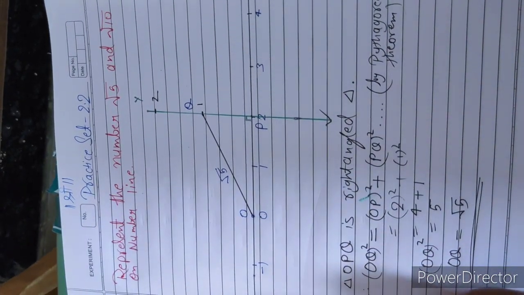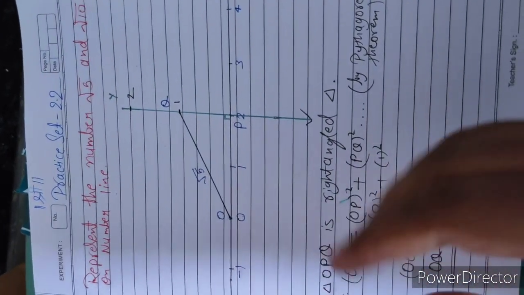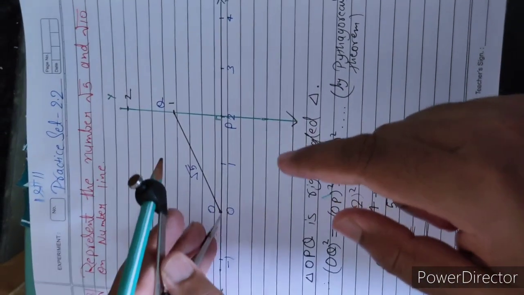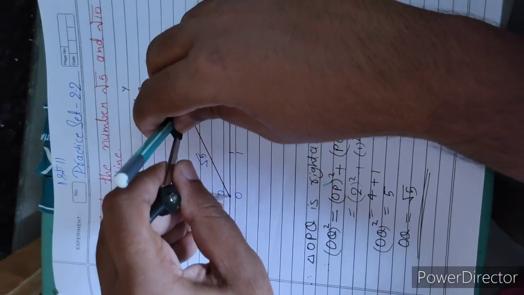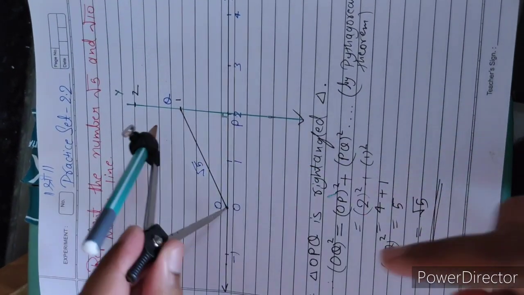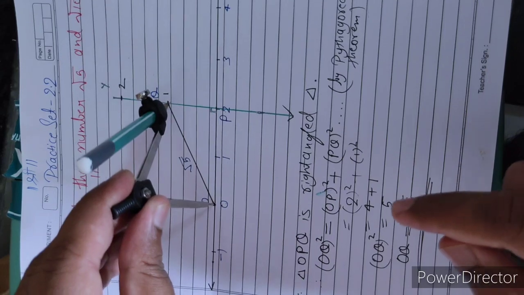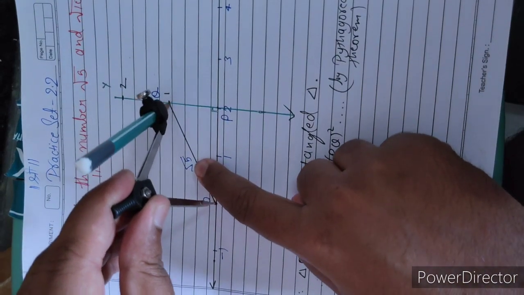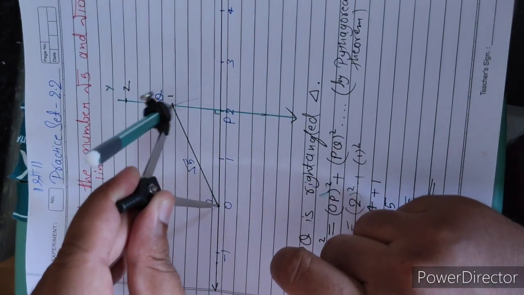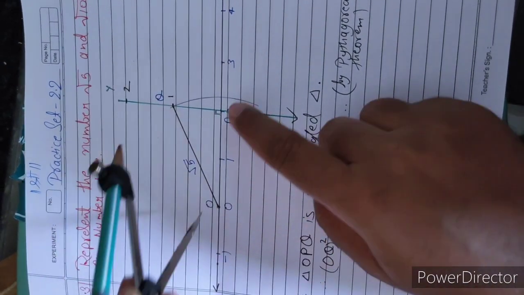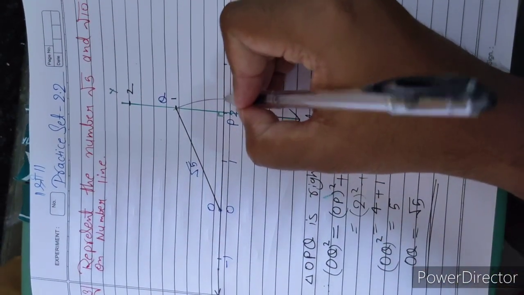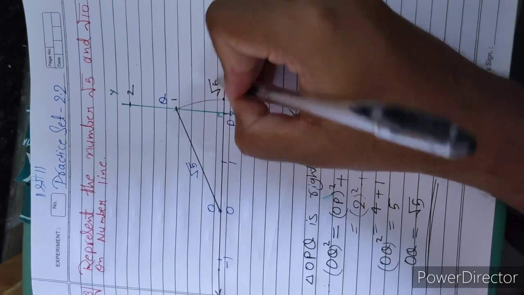Okay, so for showing this root 5 on the number line, we will make an arc. Here we will make an arc, and we will consider that the arc which we are drawing has a radius of root 5 centimeter. Okay, understood how to do this? So here we are making an arc, and where it intersects on the x-axis, that point is denoted by root 5.